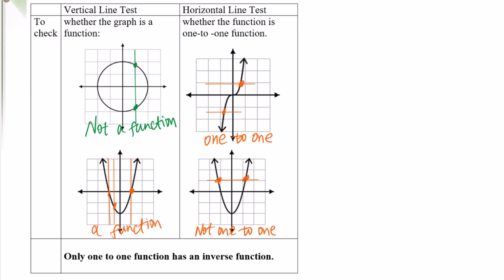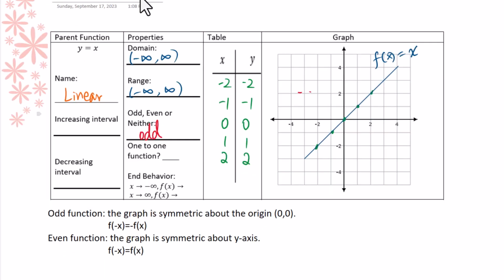Why is a one-to-one function so important? Because only a one-to-one function has an inverse function. For any horizontal line, if there is only one intersection, then this function is a one-to-one function. End behavior: as x approaches negative infinity, f of x approaches negative infinity. As x approaches positive infinity, the function approaches positive infinity.